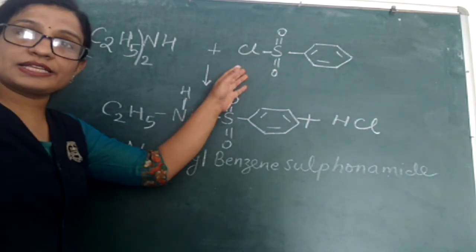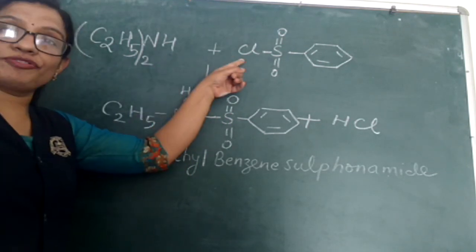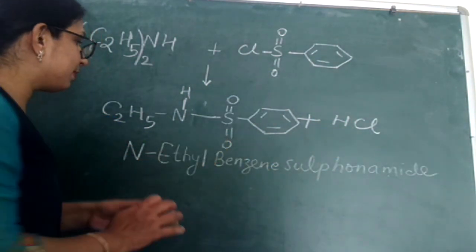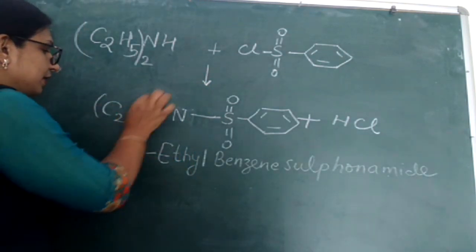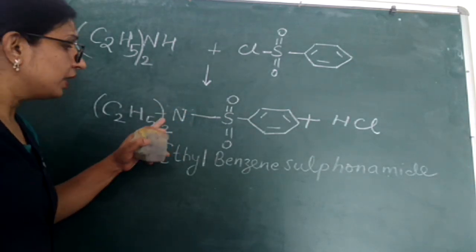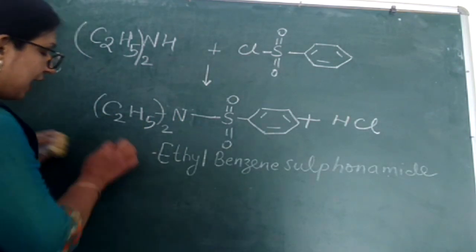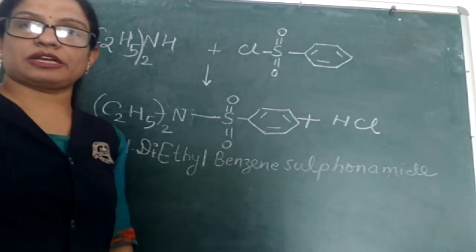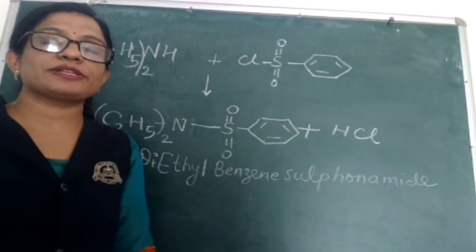It will react with this Hinsberg's reagent exactly in the same way. H of this amine, Cl of this Hinsberg reagent will be eliminated in the form of HCl. Remaining portions will bind, and look here, what will be the product here in case of secondary amine? Here it will be C2H5 twice. How will we name this compound? Now because with nitrogen, two ethyl groups are bound, we will name it as N-diethyl benzene sulfonamide. And reaction is taking place in the same way as it was taking place with primary amine.